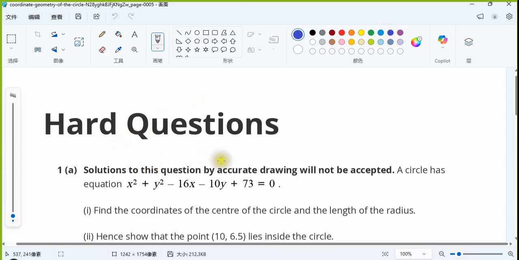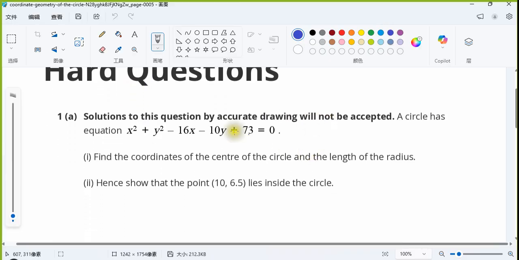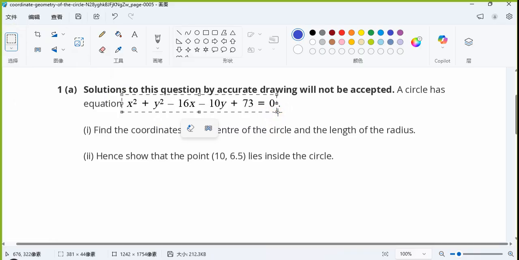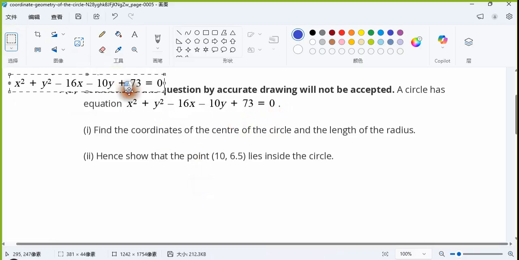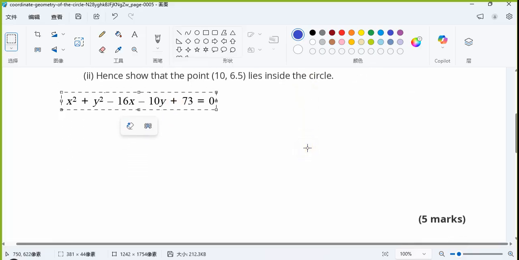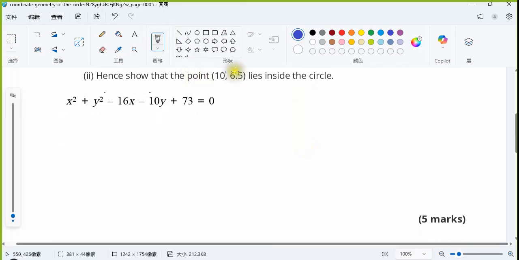Solution to this question by accurate drawing will not be accepted. A circle has the equation x squared plus y squared minus 16x minus 10y plus 73 equals 0. Find the coordinates of the center of the circle and the length of the radius. Hence show that the point lies inside the circle.